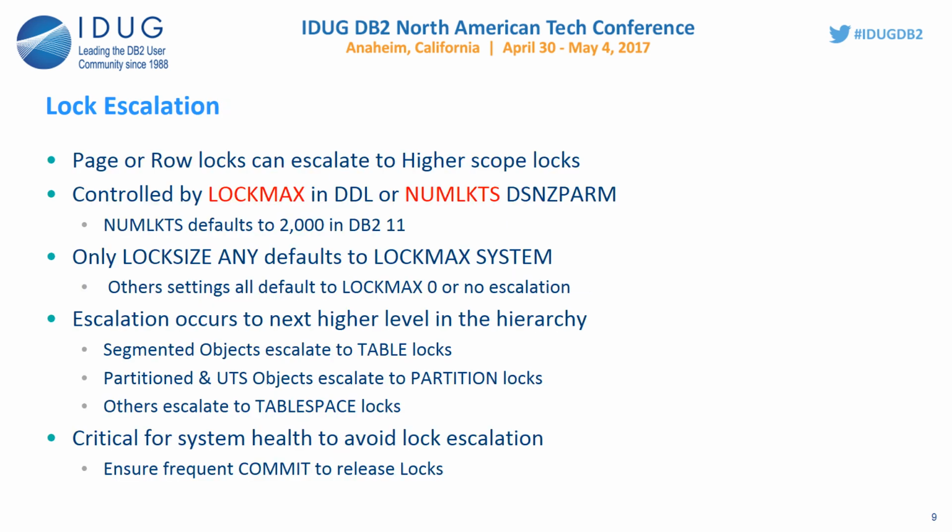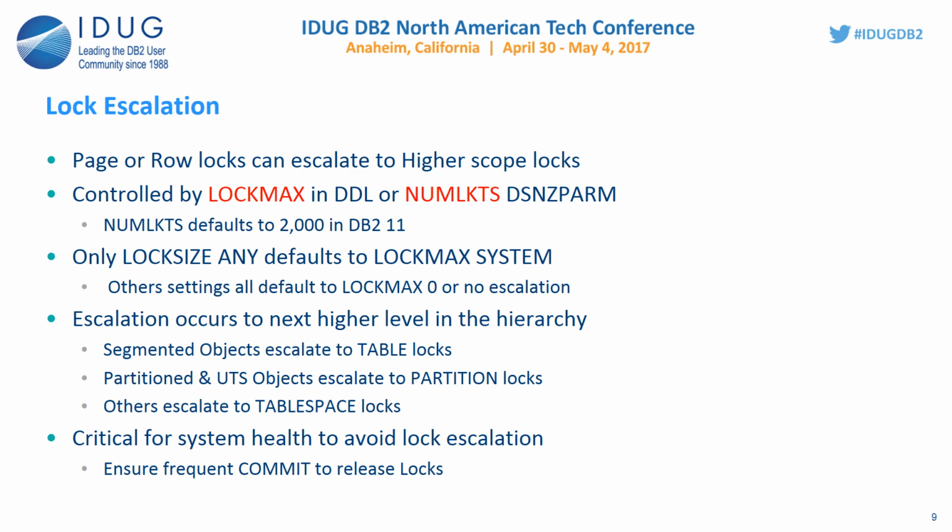So as you can imagine, it's critical to avoid lock escalation. All right? Lock escalation is a surefire way of destroying a subsystem. And your system programmers or your DBAs will be monitoring your DB2 system to make sure that you don't get lock escalation. All right? And the way to avoid it is to make sure you commit frequently. And by sure, you need to make sure that you commit before you reach this number.